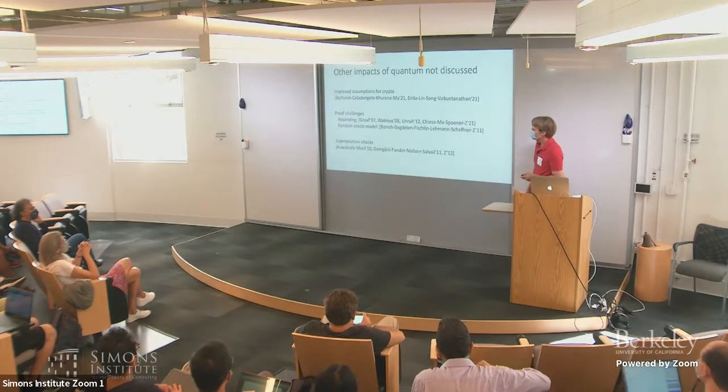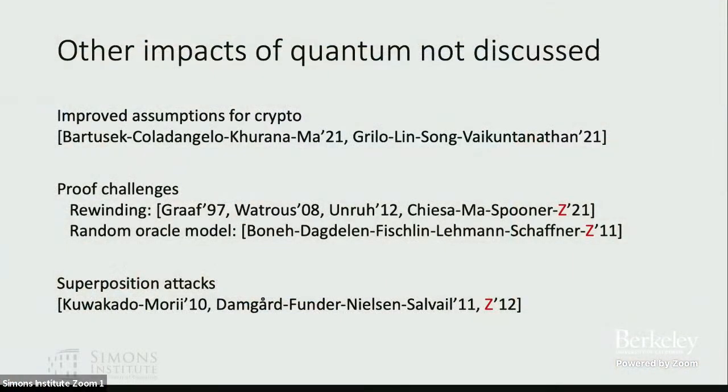So I should mention that there are a lot of ways in which quantum computation and quantum information will impact crypto, and I'm not going to talk about many of them. I'm just listing a couple of impacts of quantum for crypto that we won't be discussing today. One is that you can improve the assumptions needed for crypto. There are a couple of recent works that were able to improve the assumptions needed for secure multi-party computation from the classical setting to basically the minimal assumption in the quantum setting.